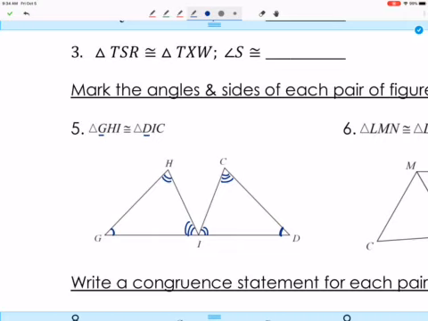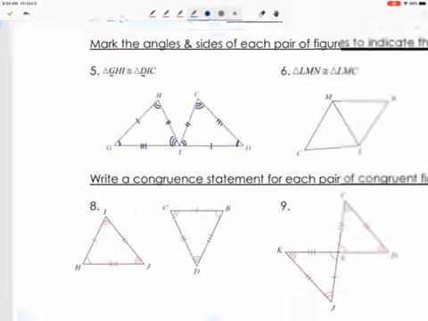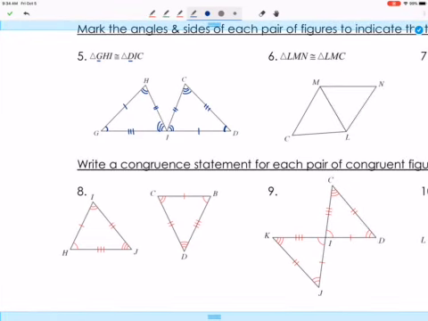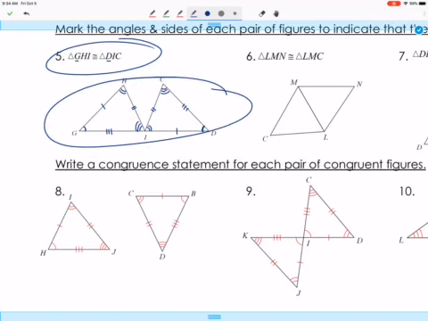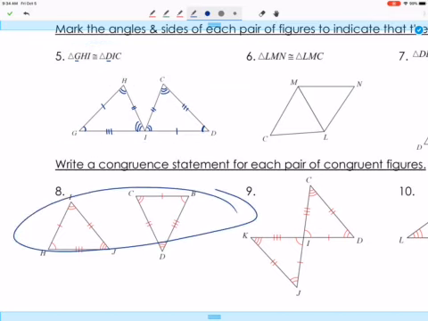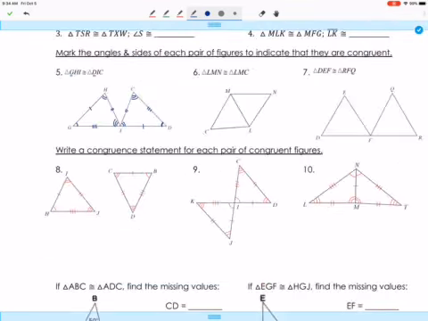Also, we have to mark the sides. So if G to H gets 1, D to I gets 1. If H to I gets 2, I to C gets 2, G to I gets 3, D to C gets 3. So that your picture is marked. 5 through 7 and then 8 through 10 should be opposite. Given the statement, sketch your picture, versus given the picture, write a congruency statement.